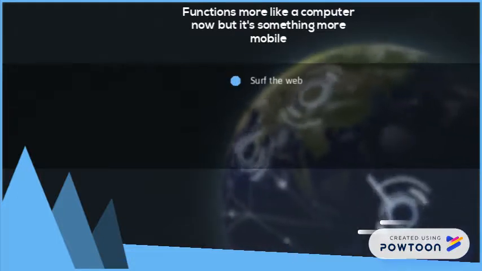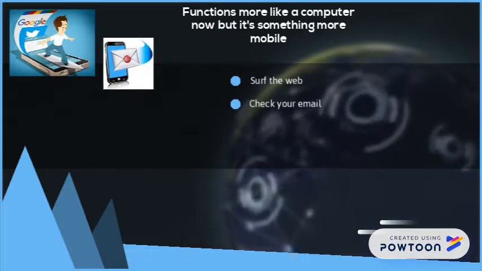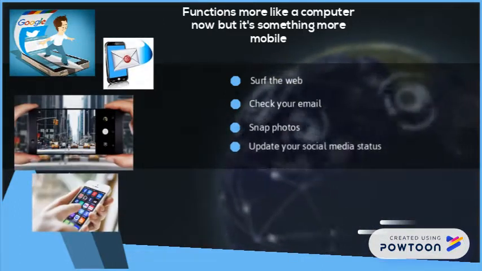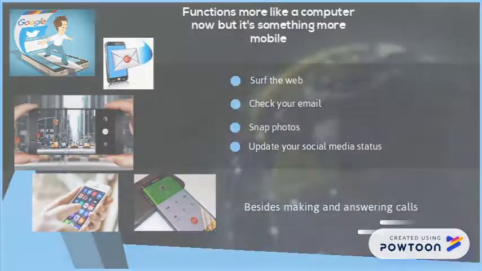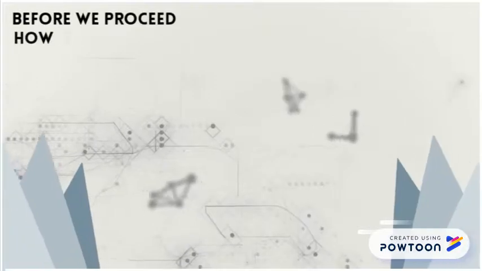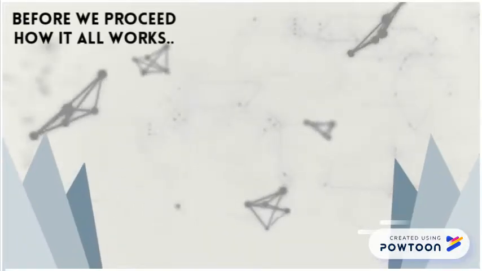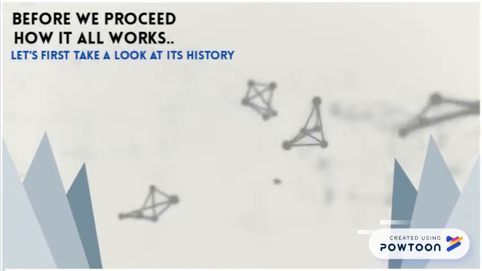You can surf the web, check your email, snap photos, and update your social media status, besides making and answering calls. Before going into the parts of the cell phone and discussing how it actually works, let's first take a look at the history of cell phones.